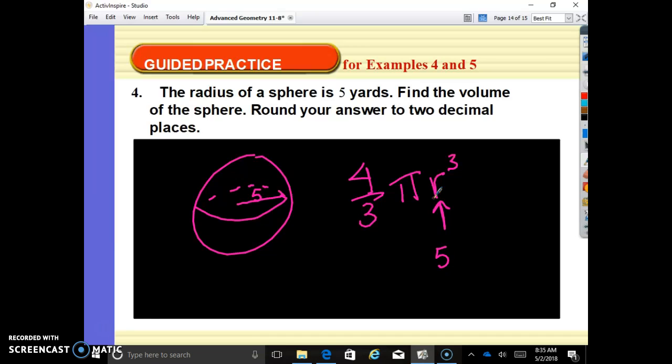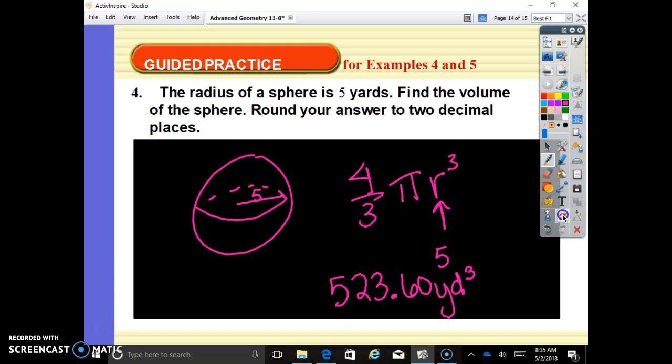is 125 times 4, divided by 3 is 166.6 repeating times pi, and we're going to get 523.60, and this is in yards. Volume is always cubed. 523.6 yards cubed.